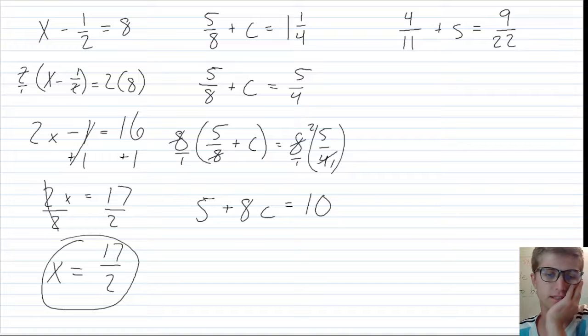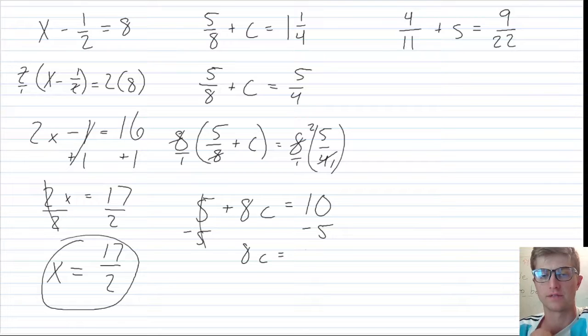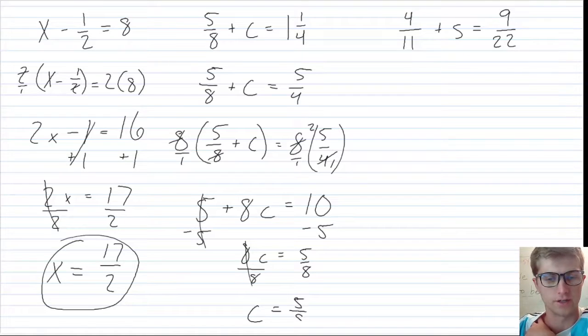So what's happening to c? It's getting multiplied by 8 and added by 5. Since we're undoing, we're going to do order of operations backwards. What's the opposite of addition by 5? Subtraction by 5. What we'll do to one side, we'll do to the other. These cancel, we're left with 8c. 10 minus 5 gives us 5. What's the opposite of multiplication by 8? Division by 8. What we'll do to one side, we'll do to the other. These cancel, we're left with c equals 5 over 8.